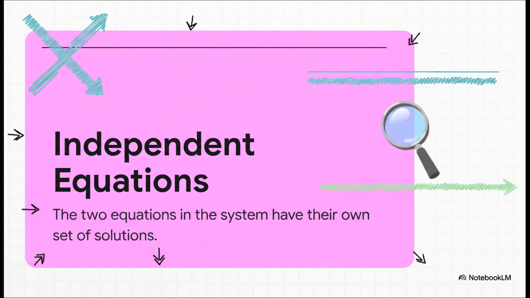All right, now for our second pair of terms. Equations are independent if they each represent their own distinct line. They're basically two separate entities. This is true for our intersecting lines. They are clearly two different lines. And, maybe surprisingly, it's also true for our parallel lines. Even though they have the same slope, they are still two distinct separate lines.